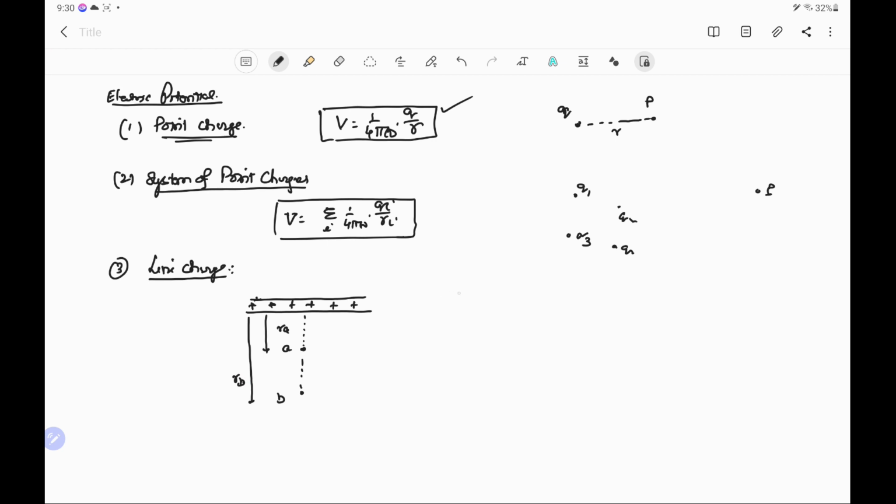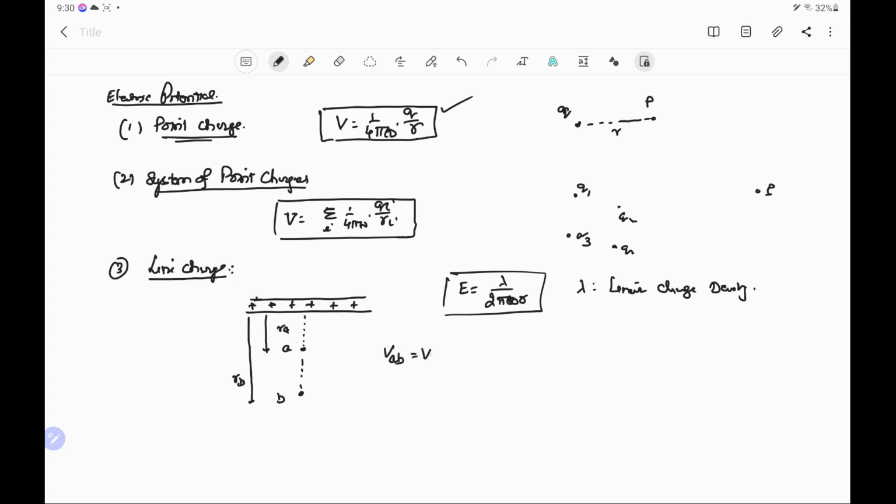We have already found the electric field due to a line charge is lambda by 2 pi epsilon naught r, where lambda was the linear charge density, that means charge per unit length, which is distributed uniformly, and r is the perpendicular distance of the point from the line charge. So there are the 2 points A and B at perpendicular distances. A is at a distance Ra and B is at a distance Rb, and we have to find the potential at a particular point. For that, first we have to find the potential difference.